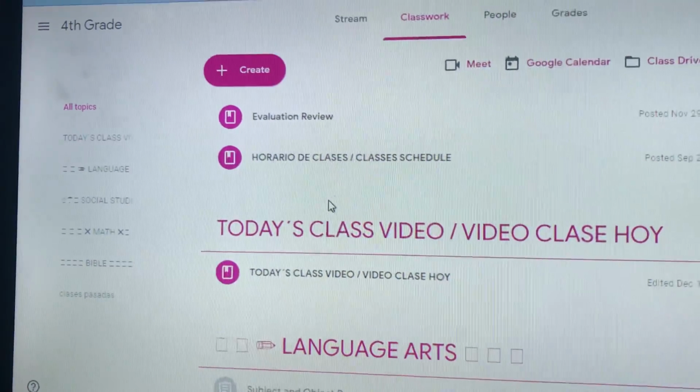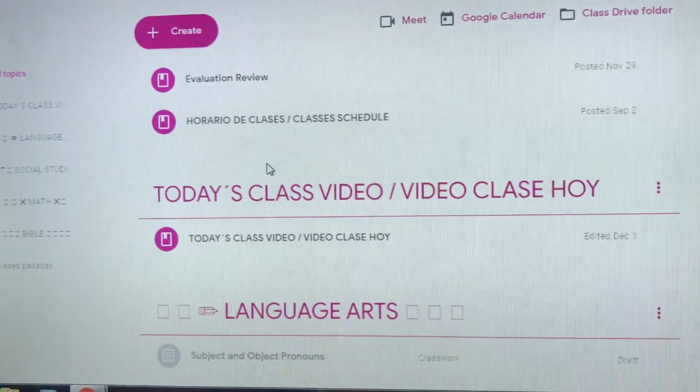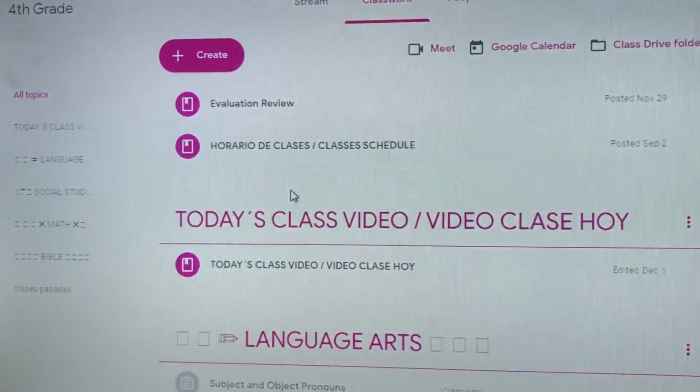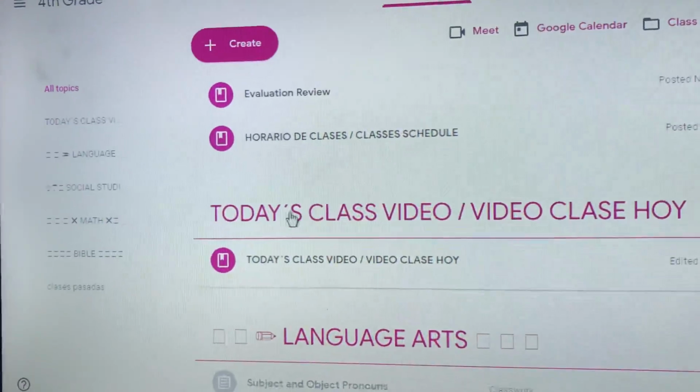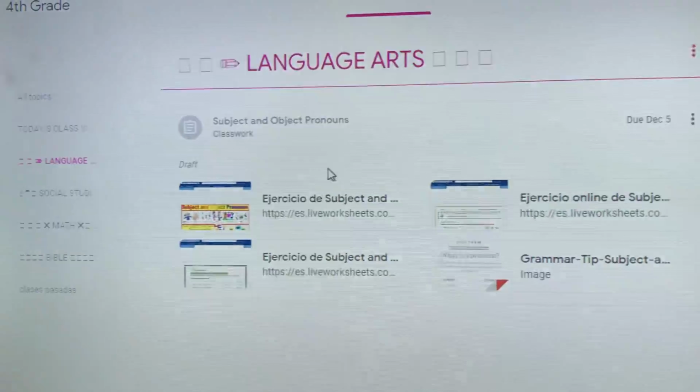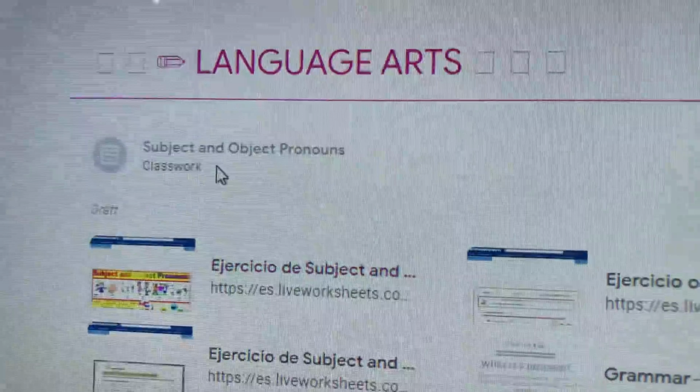Tuesday, 2nd of December. Yes, we almost finished the year. So this is gonna be the class. So we start with language arts. In language arts, we have some exercises about the subject and object pronoun.